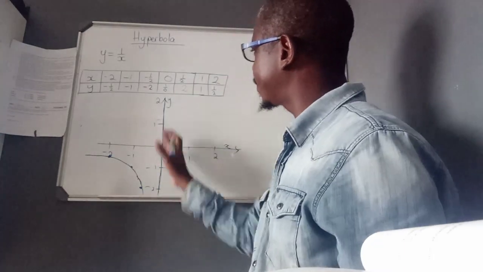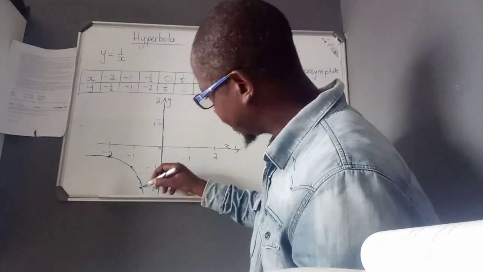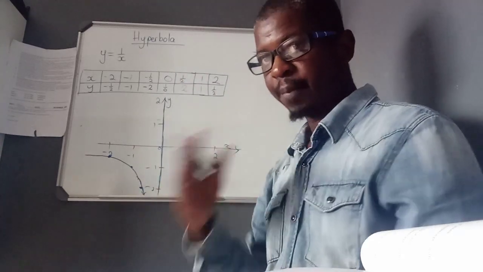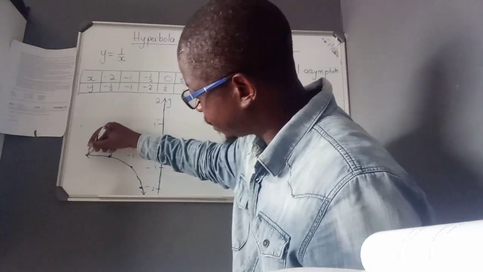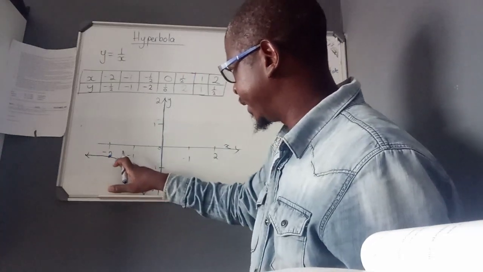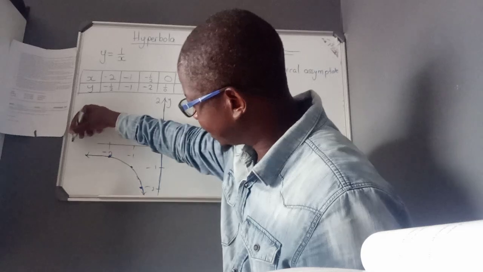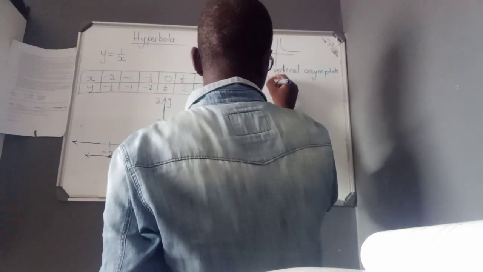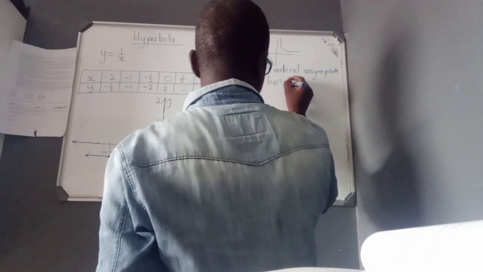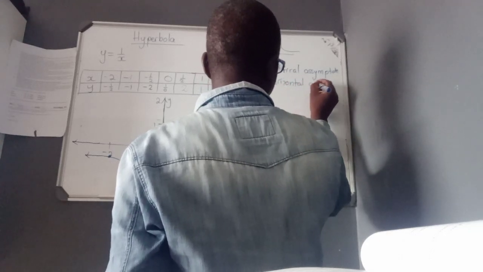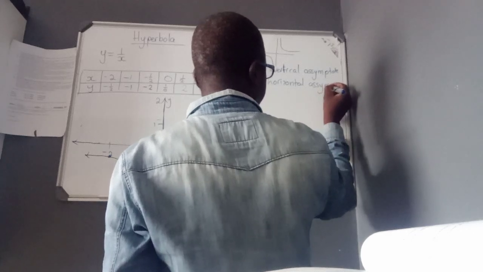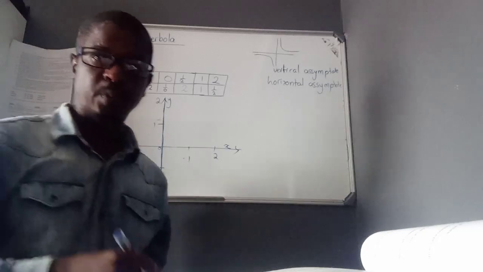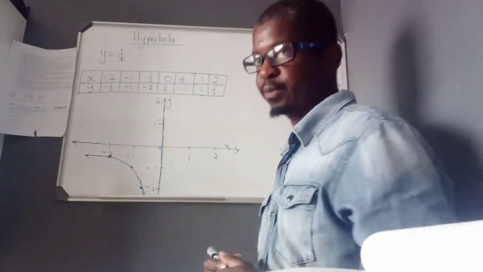In this case, we have a vertical asymptote, since when we draw our graph like that, it goes down closer to the line, but it won't touch. We also have a horizontal asymptote. The graph approaches this line, but it doesn't touch the x-axis either. So we have a vertical asymptote and we also have a horizontal asymptote.